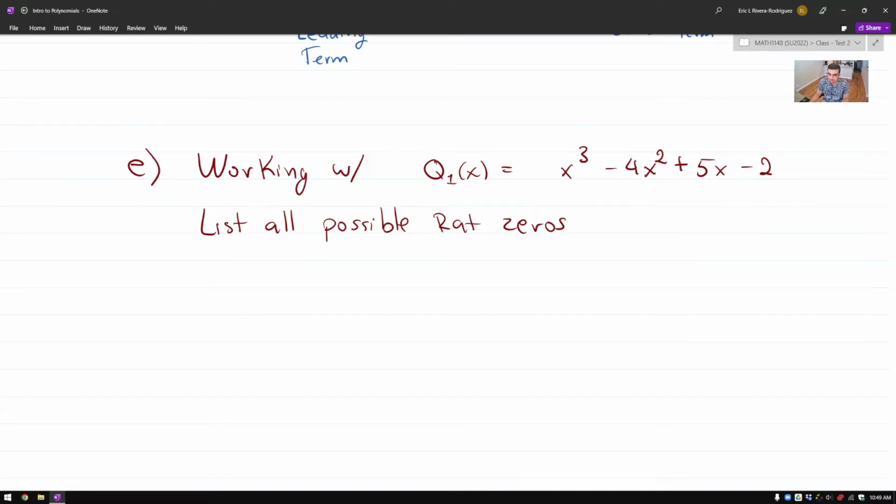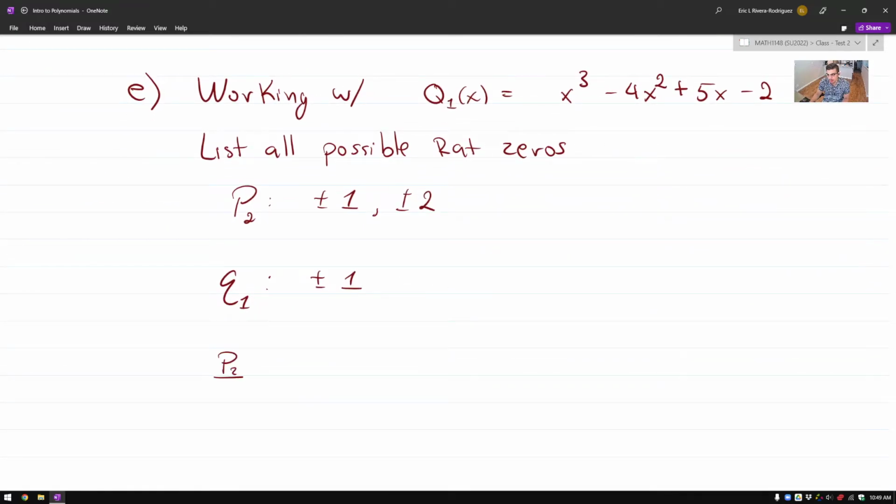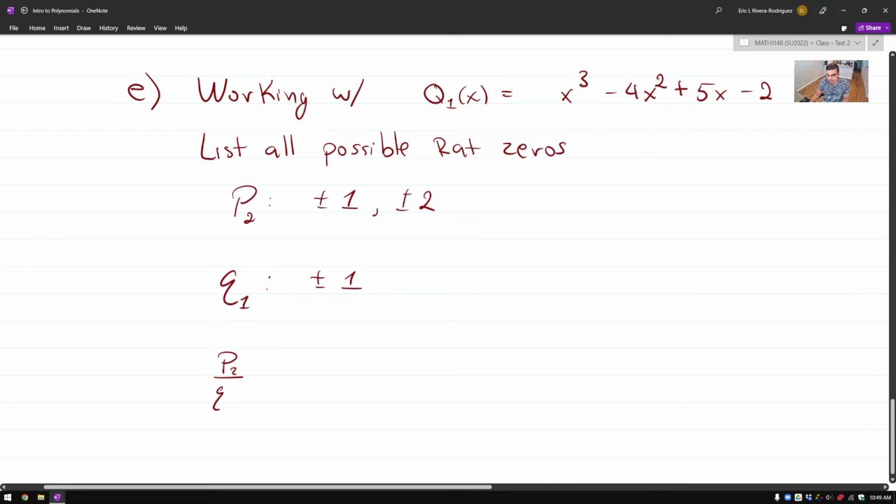So we are going up again, doing the same, but now with this polynomial. We start with P, the constant term. The factors that we have are 1 and 2. So 1 times 2 is 2, negative 1 times negative 2 is 2 as well. And Q is just 1, so we have just plus and minus 1. So all the possible rational zeros are just plus or minus 1, plus or minus 2.